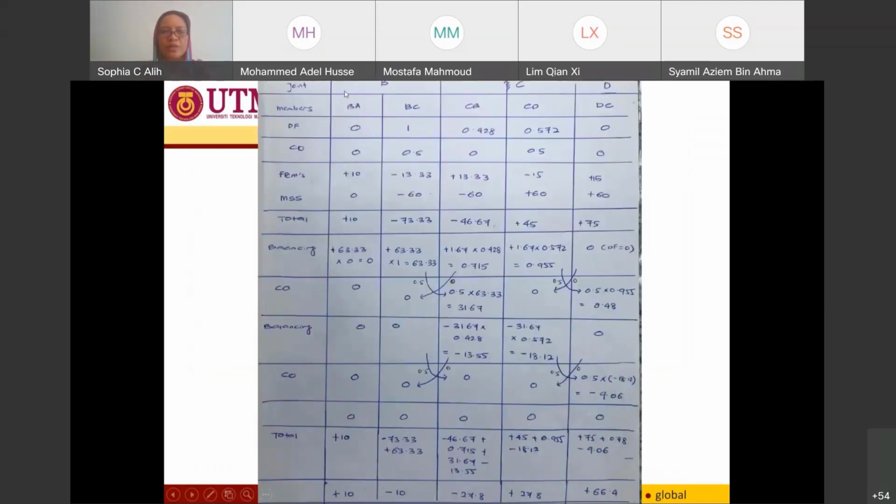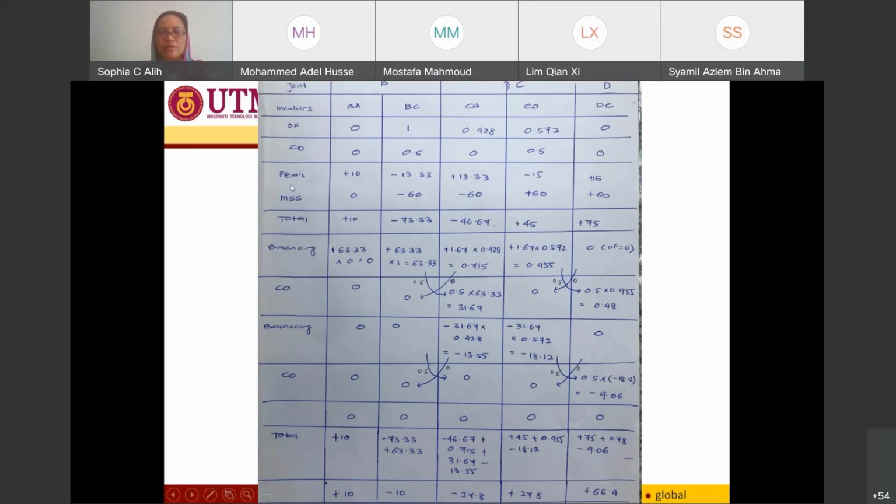So your table will be similar. You have joint B, C, and D. And for the second row, you have to write down your members. So for joint B, you have member BA and BC. For joint C, you have CB and CD, and for joint D, you have DC. And then you have your distribution factor. Distribution factor is going to be 0, 1, 0.428, 0.572, and 0. So until this one, and the carryover is going to be similar to what we have already discussed so far.